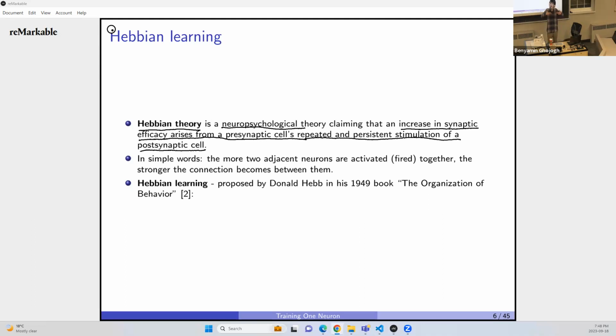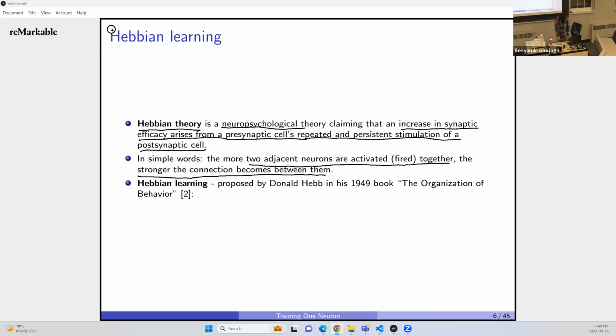Exactly. So the more you repeat things, the more that pattern is repeated, the more that pattern stabilizes in your mind, in your brain. That's why when you start playing piano, initially you might not be good, but when you practice every day, you get better at playing piano. That's exactly how it works. So Hebbian is named after Hebb, and he was a very famous biologist, I believe. I'm not sure whether he won the Nobel Prize. So in simple words, the more two adjacent neurons are activated or fired together, the stronger the connection becomes between them, right?